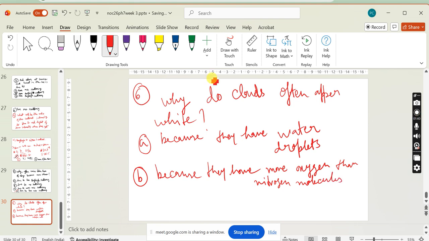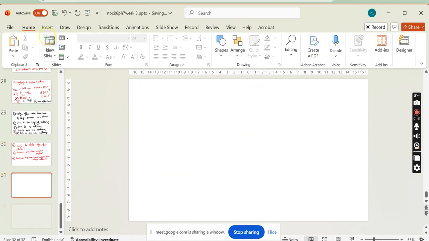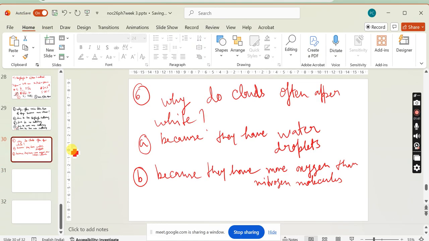That doesn't make sense, because even if it has more oxygen than nitrogen molecules, the oxygen and nitrogen molecule size is less than the wavelengths. So basically, we have the option of Mie scattering and Rayleigh scattering, nothing in between. And oxygen and nitrogen molecules both cause Rayleigh scattering. So option B doesn't make any sense.